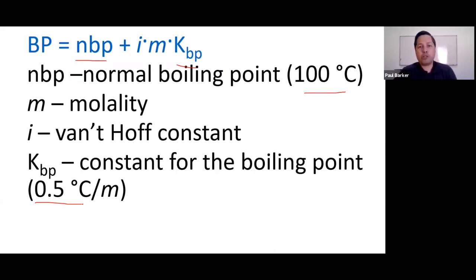Those are going to be constants since for our class, we will only be using water. If we were to change the solvent to maybe alcohol or another substance, then you'll have different values. But again, for our class, we're only going to use water. So those will be constants. NBP, normal boiling point, 100 degrees Celsius, and KBP, 0.5 degrees Celsius per mole. So now let's use this formula and solve some problems.